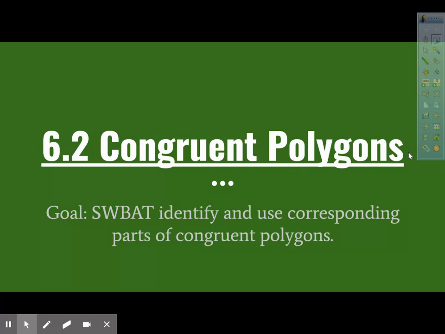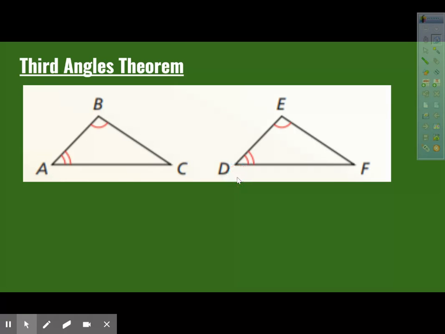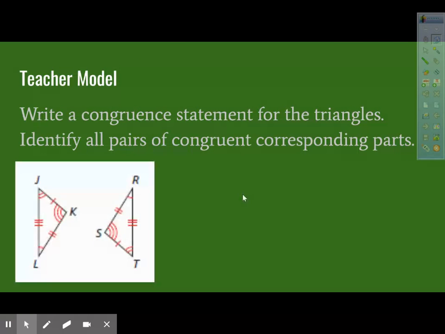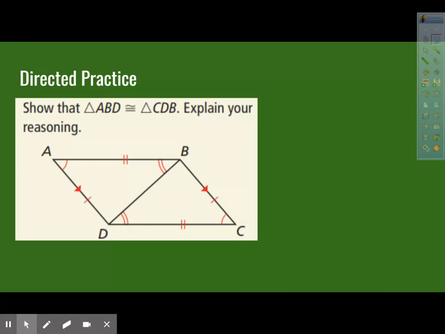Okay, so we made it through talking about corresponding parts, writing all the different corresponding parts. We talked about third angle theorem. And then we even discussed how to show that polygons are congruent. To show that two polygons are congruent, you have to show that every single angle is congruent and every single side. When it talks about angles, you're either going to use vertical angles, alternate interior angles, or third angle theorem.